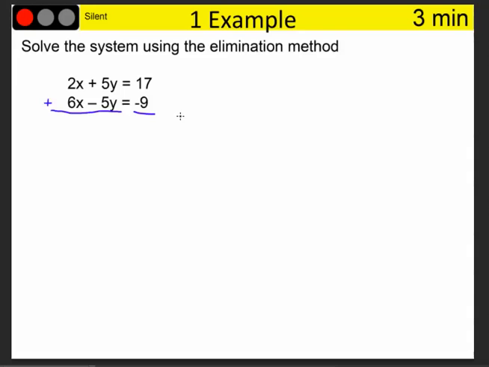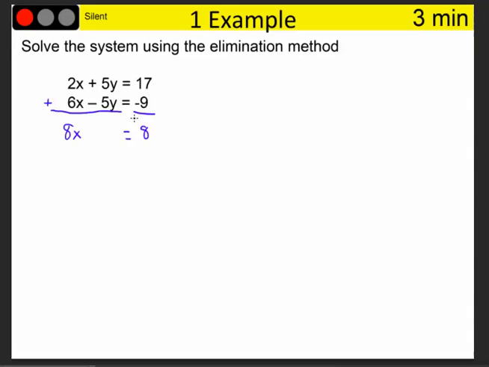Now, you might say, wait, what are you talking about? Here's what I mean. I'm going to add 6x minus 5y to the left side of this top equation and negative 9 to the right side. So I'm going to add 2x plus 6x, sorry, which makes 8x. And then I'm going to add 5y and negative 5y, which makes 0. Bring down my equal sign, and then I'm going to add 17 and negative 9. 17 minus 9 is 8.